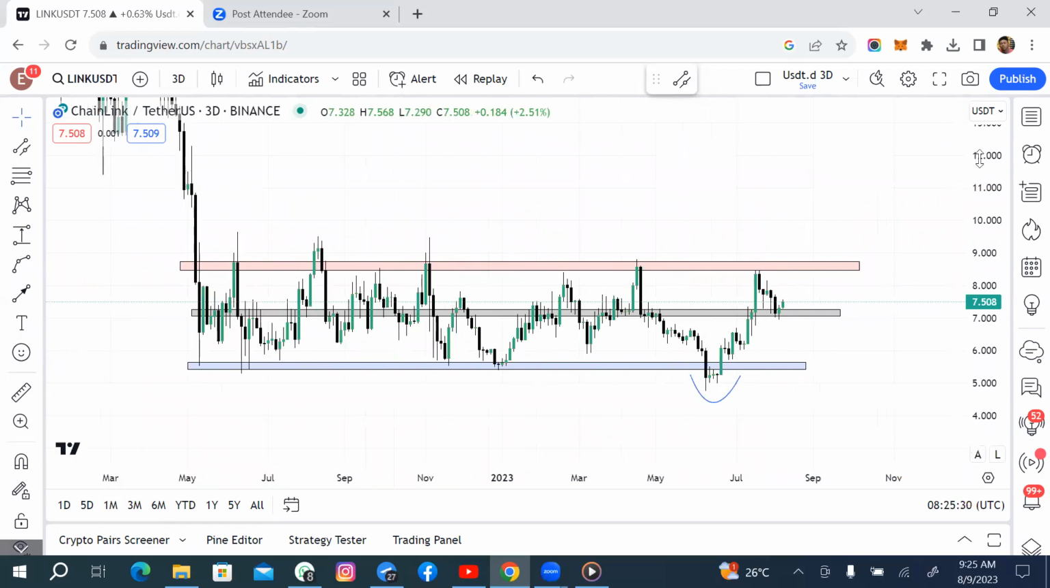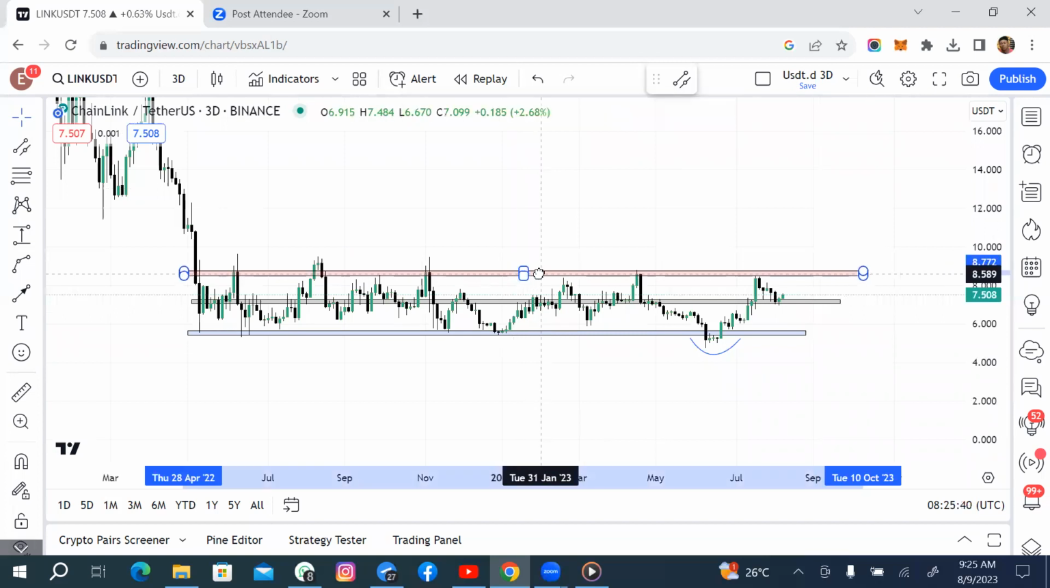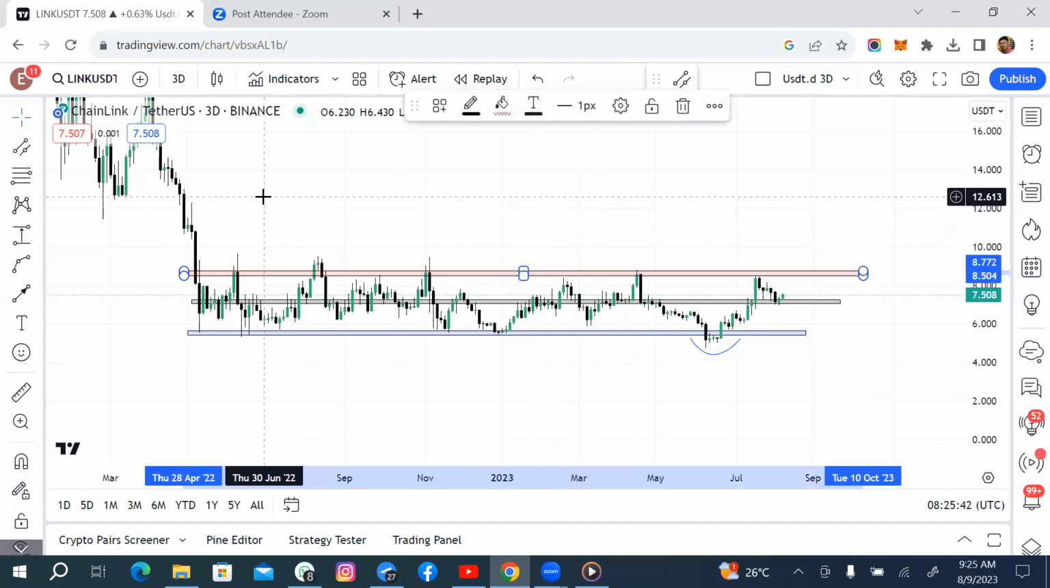So basically, this is what an accumulation simply looks like. A stock is accumulating, an asset is accumulating. This is what it majorly looks like.